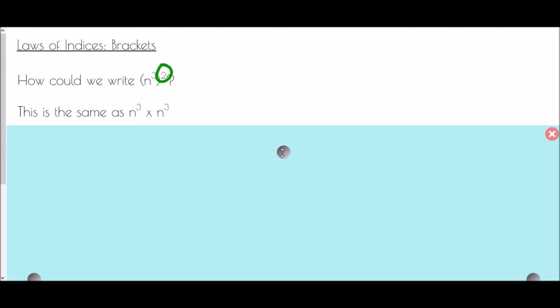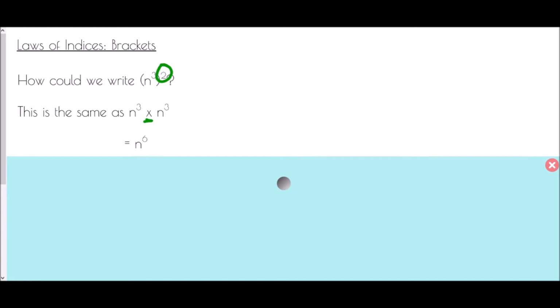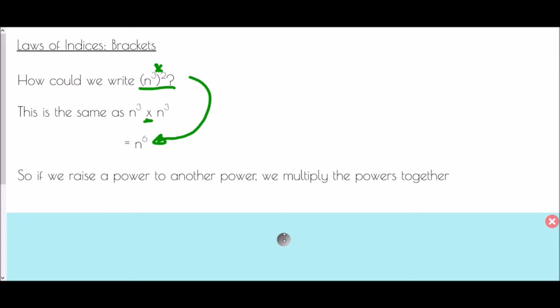And then if we think about our rules of indices, well, this is a multiplication. And so those two powers are being added. And so that becomes n to the power of 6. Once again, how could we get from this original question of n cubed to the power of 2 straight to the answer of n to the power of 6? What would I need to do with those powers? Well, if we have a look, 3 times 2 equals 6. And so that is our rule. If we raise a power to another power, we multiply the powers together.